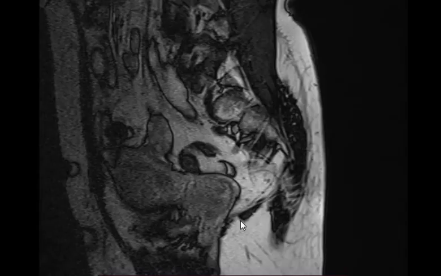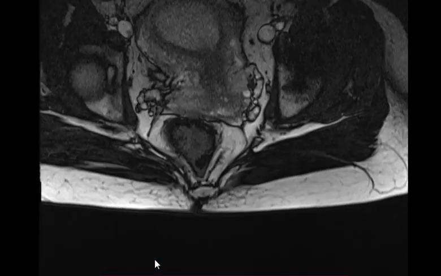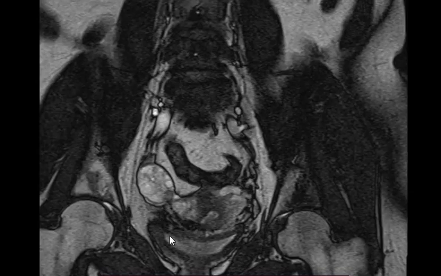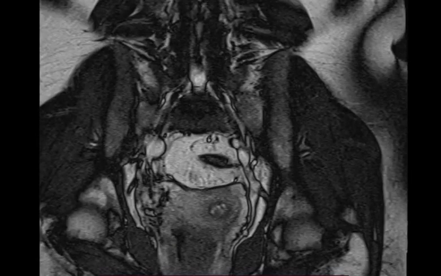This is a 33 years old female patient. She has an abnormal ultrasound, pelvic ultrasound with some vaginal bleeding. Presented for an MRI.